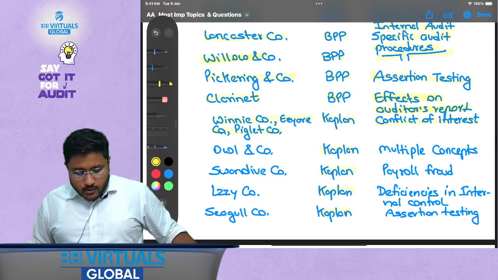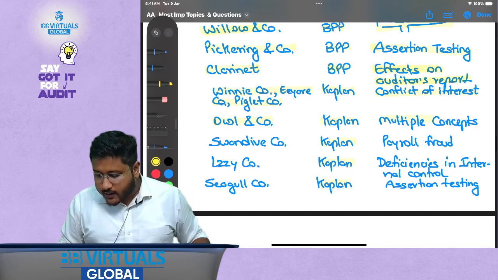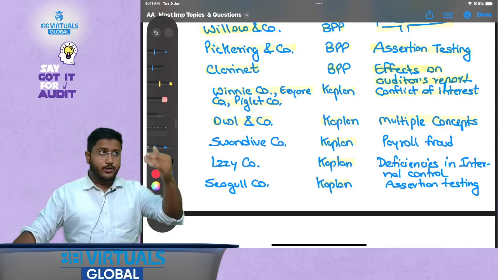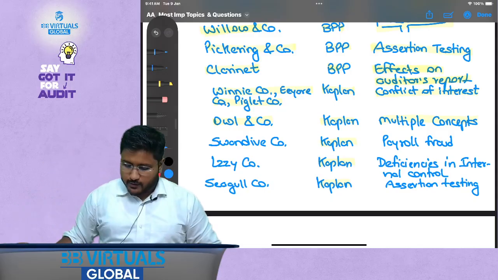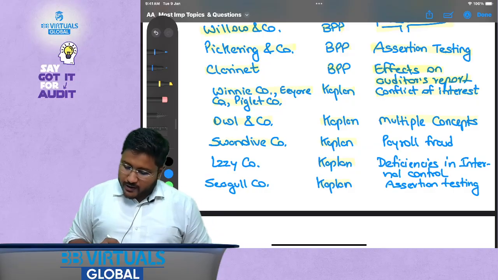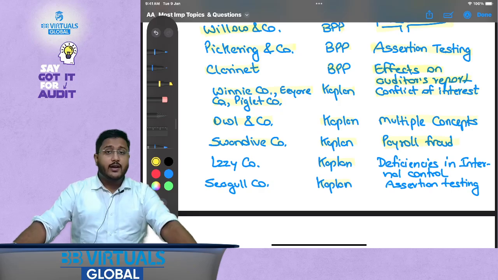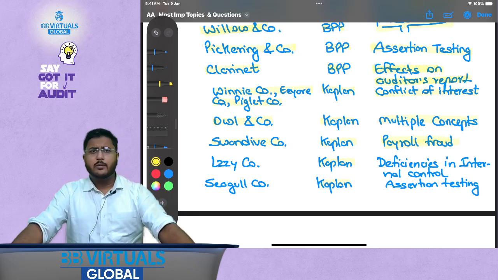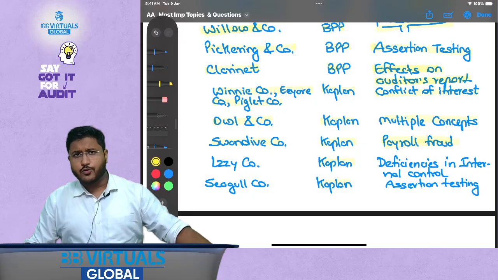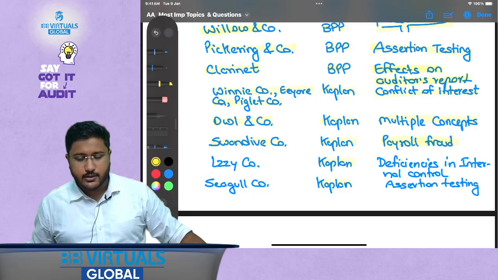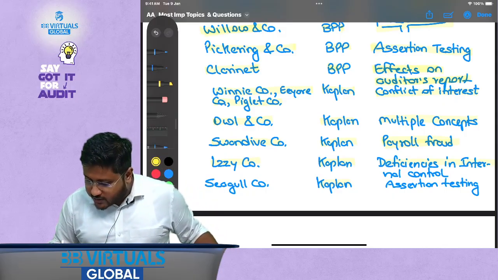Now, Winnie Company, Eeyore Company, Piglet Company we have covered: conflict of interest. Then Agrawal Company is there. It again talks about multiple concepts. You will see that in every MCQ a different concept is being tested, which will help you cover a lot of the syllabus. Then Swandive Company. This talks about payroll fraud. This is very specific, and I have seen that this payroll fraud question is covered multiple times. Considering your BPP, Kaplan and ACCA Study Hub, payroll fraud is covered multiple times, and that is why I have selected this question. Then Lizzie Company, again from Kaplan, deficiencies in internal control.